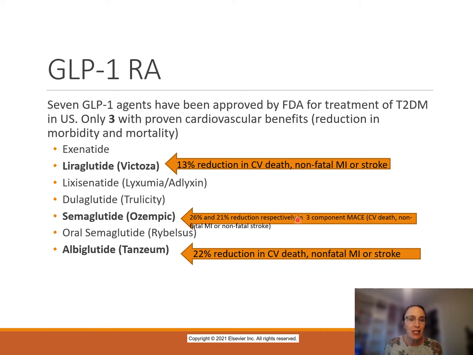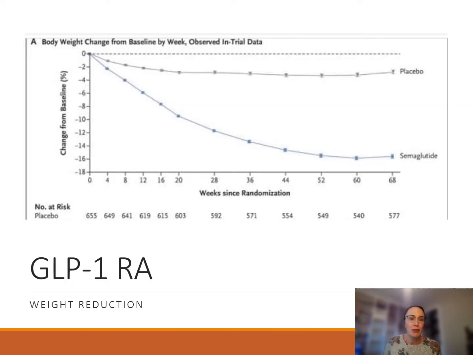But you can see here, Ozempic has significant 26 and 21% reductions respectively in 3-component MACE: cardiovascular death, non-fatal MI, or non-fatal stroke. Victoza, which is also a good drug, has a 13% reduction in CV death, non-fatal MI, or stroke. And Tanzeum, or albiglutide, a 22% reduction in CV death, non-fatal MI, or stroke. So not only are these drugs great at lowering blood sugars, they're also really good at cardiovascular and renal protection.